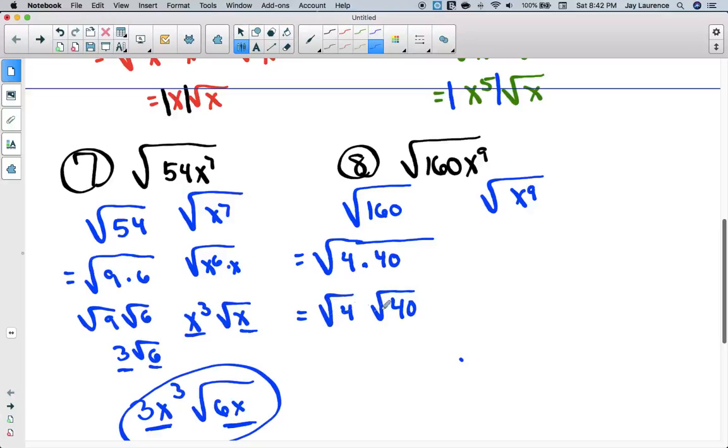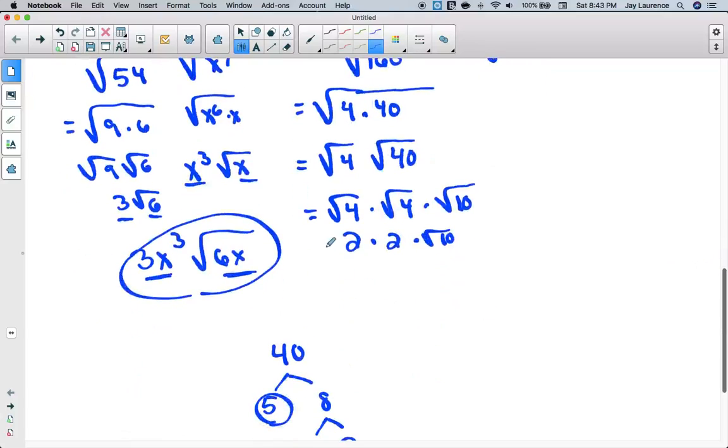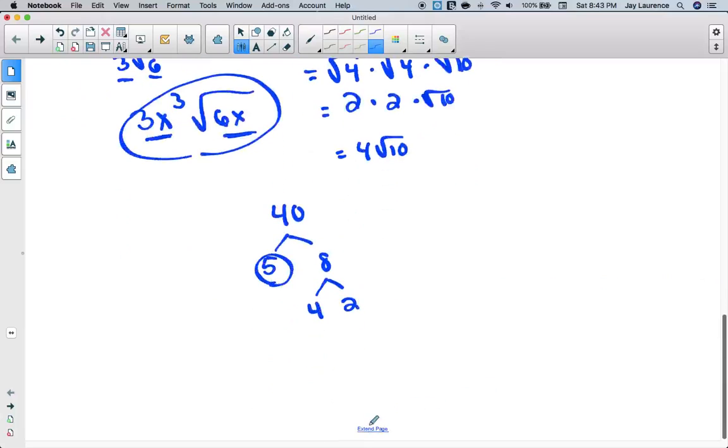So this is going to be rad 4 times rad 40. But now 4 goes into that again. So now I'm going to have rad 4, right, this rad 4, times another rad 4 from the 40, and that will be times rad 10. Well, this is 2, so that's 2 times 2 times rad 10, or better yet, I could just say 4 rad 10. Now, of course, you realize by now I could have gotten there directly, right?